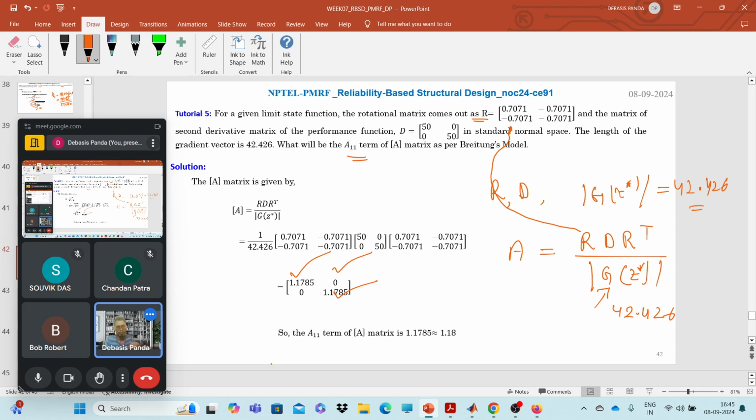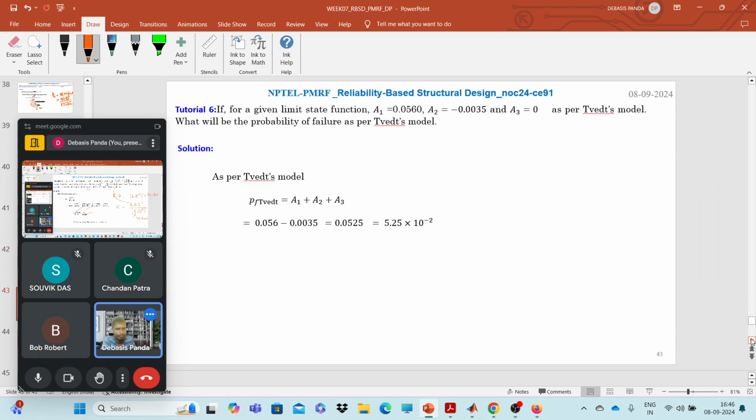Okay. Now I think we have one more question left. For a given limit state function, a1, a2, and a3 are given. What will be the probability of failure using the Tvedt model? You can solve it. Yeah, we don't need to discuss it.